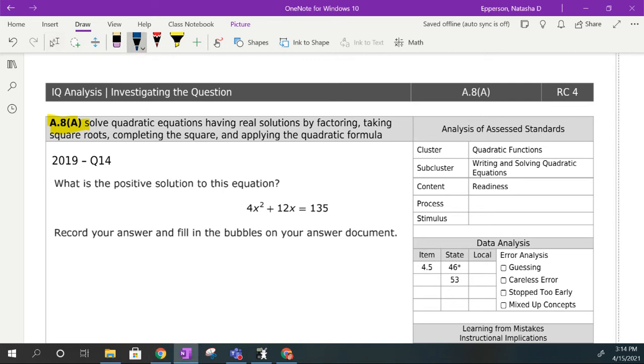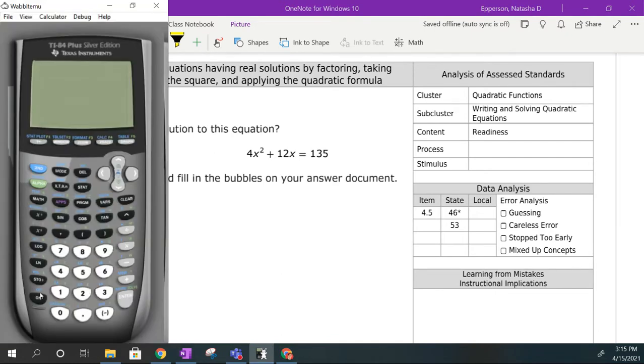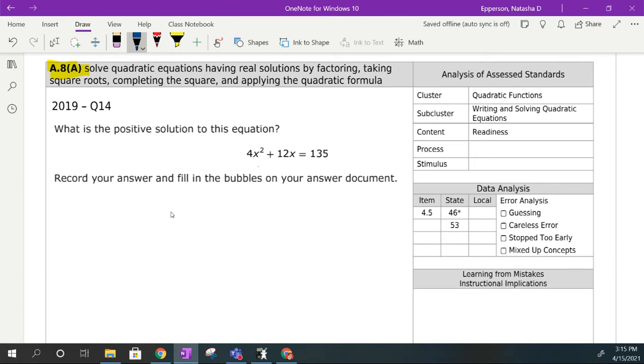All right, on these A8, we're solving quadratic equations by factoring, taking the square roots, or completing the square, and applying the quadratic formula. Technically, they probably want you to complete the square on this one. We could go ahead and try to use our handy dandy calculator first. Let's see what happens. So I'm going to go to y equals, and I'm going to put 4x squared. In order for me to put it in my calculator, I need to set this equal to 0 because we're solving for x. So 4x squared plus 12x minus 135, and that's going to be equal to 0.